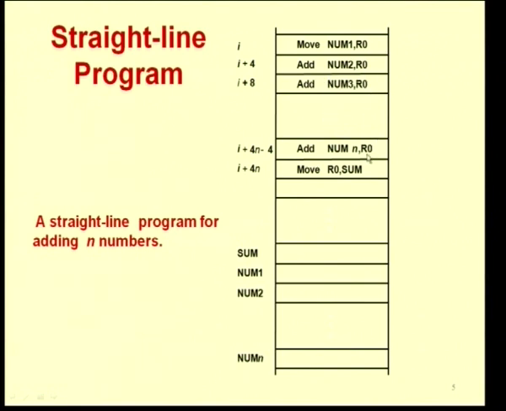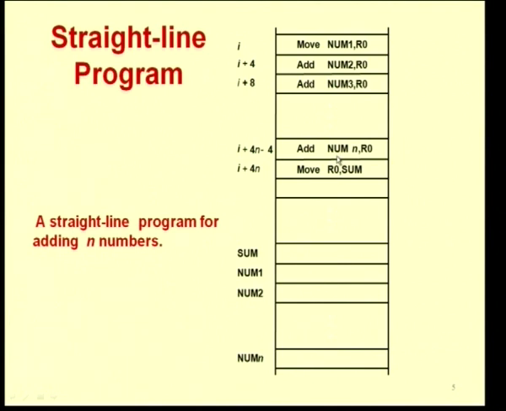So, R0 at the end of these n instructions would have the sum, which could be moved to the location called sum. So, if you had this kind of a simple program, it would very easily do a summation of n numbers for you. The only problem with this kind of a straight line program is that if your n value was large, let us say you are adding some 1000 numbers, then you would have to write 1000 such instructions, the first one doing a move and the 999 add instructions. Obviously it is not a very efficient way of doing things.